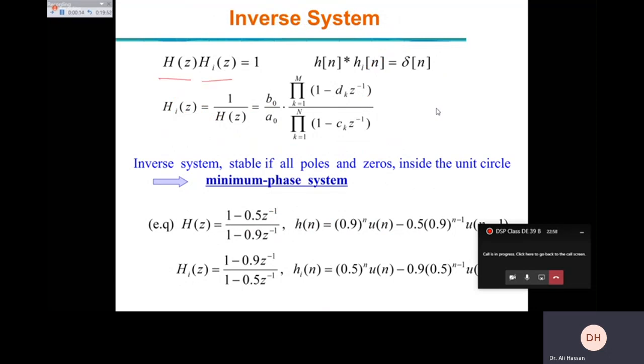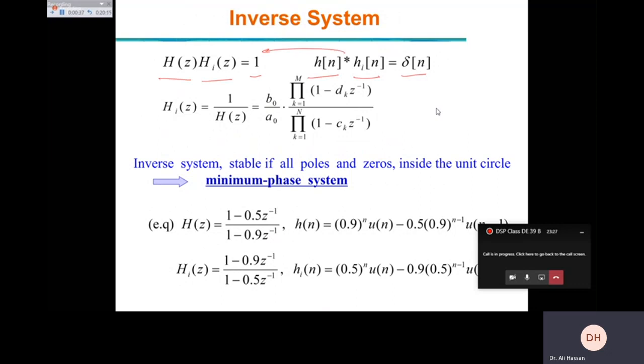So you have a system and its inverse, the transfer function should give you an answer which is equal to 1. And so you have h of n and you have hi of n, and you convolve them. So convolution, remember, in time is multiplication in z domain. So convolution changes into multiplication, and the z transform of delta of n is 1.